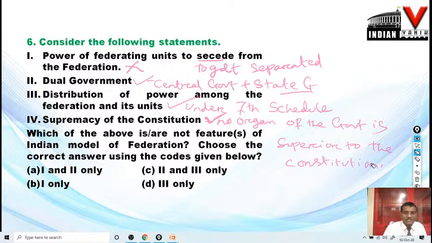Okay, so the answer is 1, 2, 3, 2, 3, 4. Which of the following is not? Okay, not. Not means one only. So your answer is B. Answer is B. Got it? Now we shall proceed to the next question.